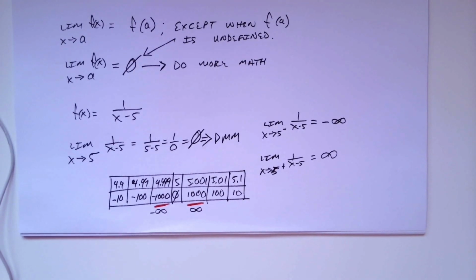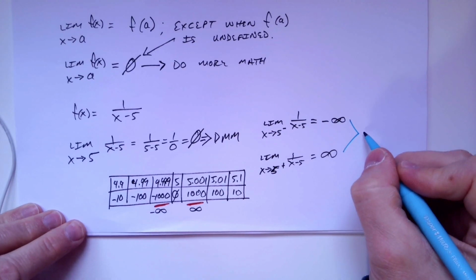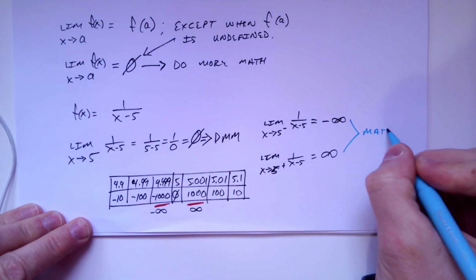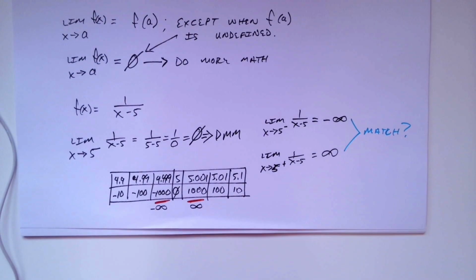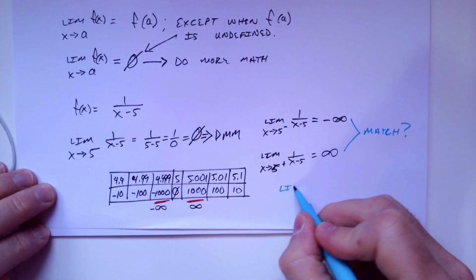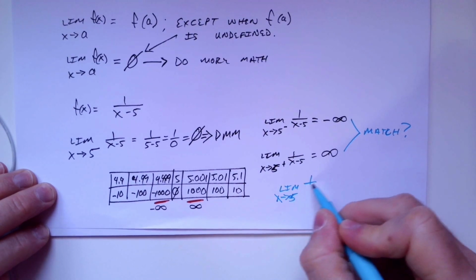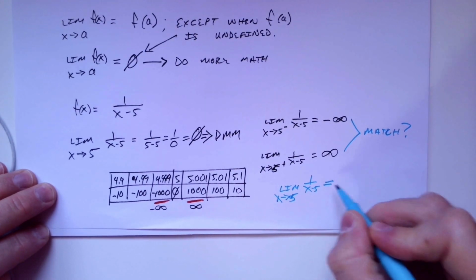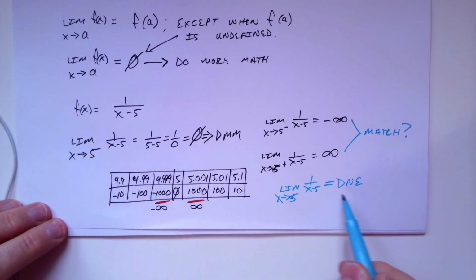Now, in another video, I've talked about this from a different perspective, but the thing I glossed over on that one that I want to spend more time on is that these two have to match. Okay? They have to match. The limit from the right and the limit from the left have to match each other. If they do not match, then it means that the limit as x goes to 5 of 1 over x minus 5 does not exist. And that is an answer.